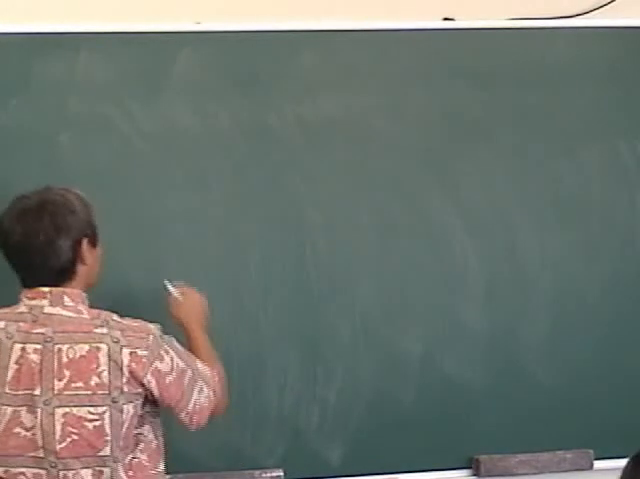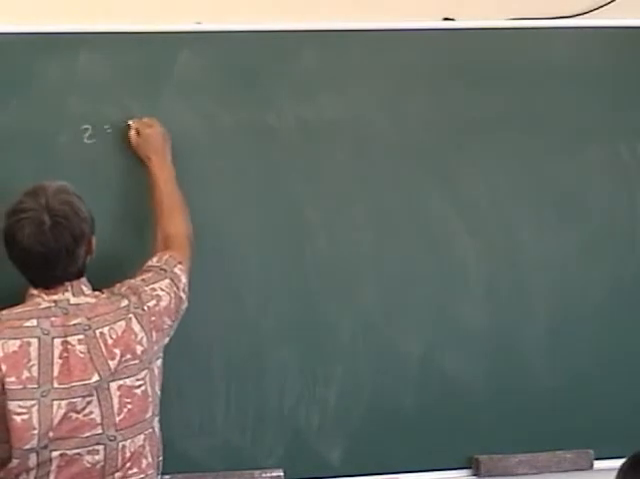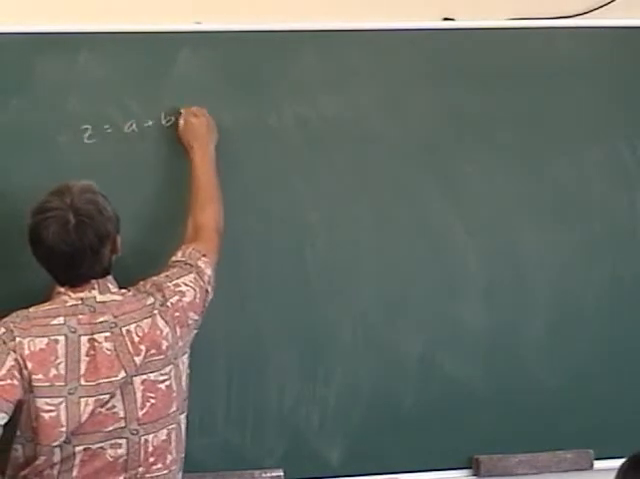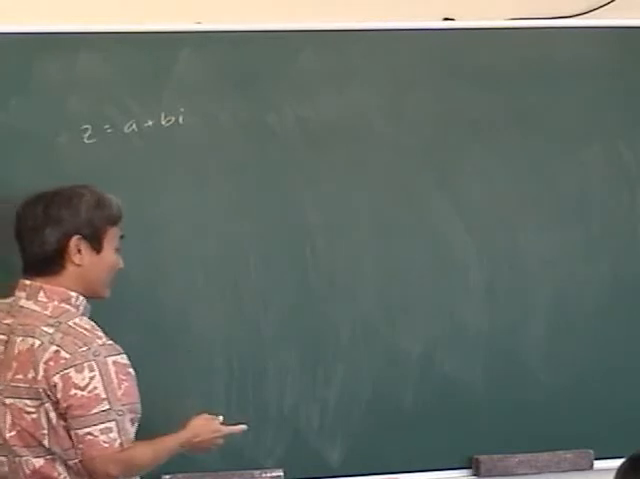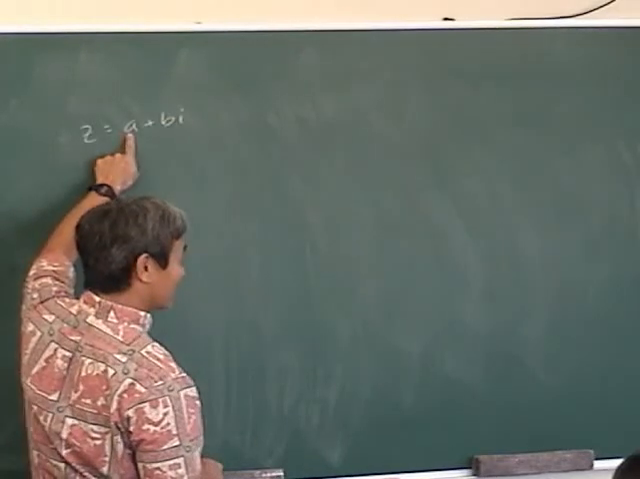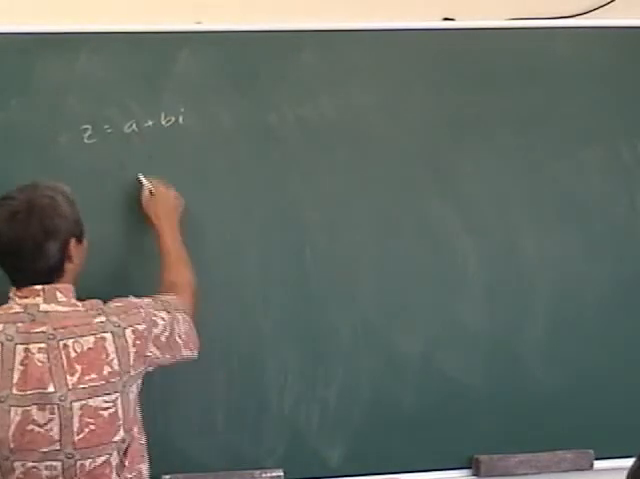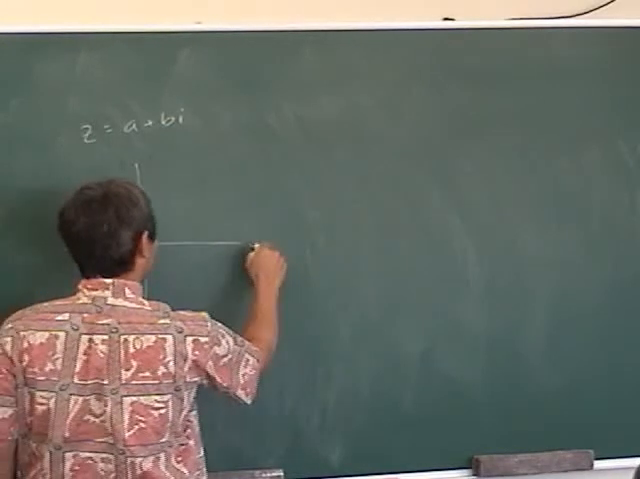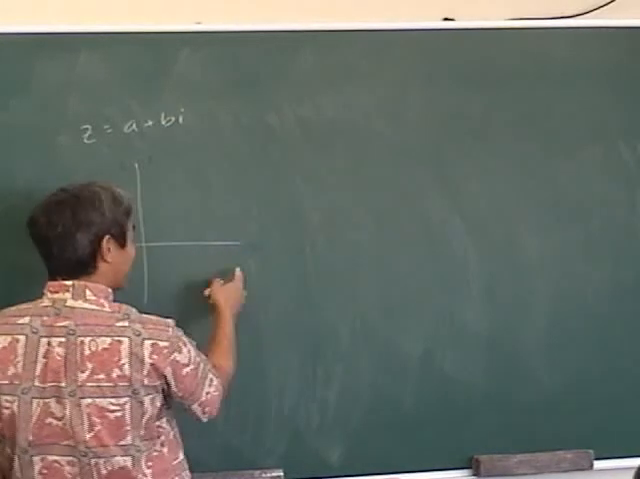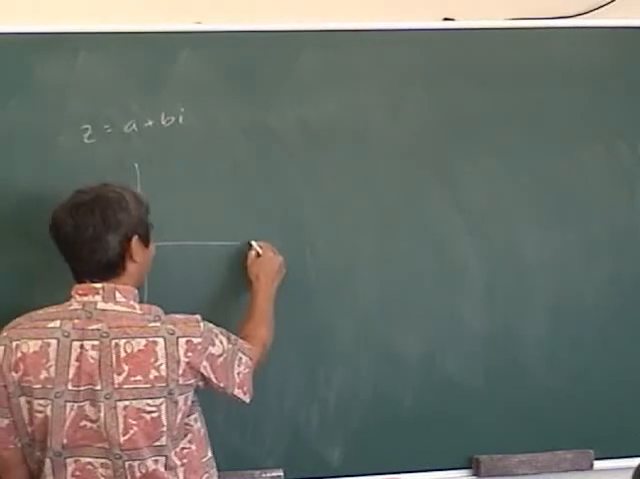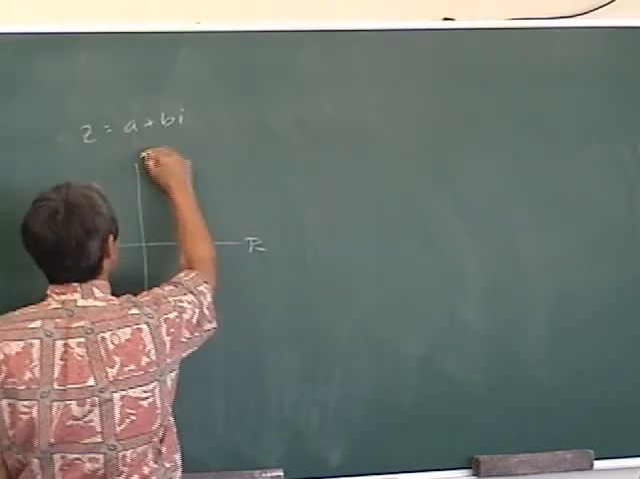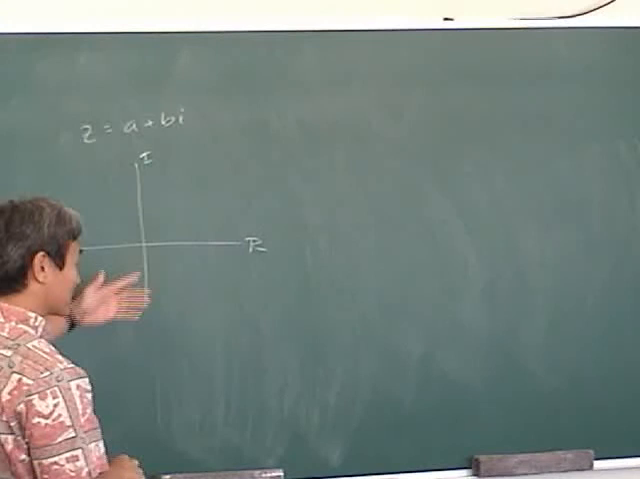Now, what is a complex number again? A complex number is a number of the form a plus bi. We call this standard form. See, this is the real part. This is the imaginary part. Now remember, we talked about this in the first quarter. Instead of having the x and the y axis, we have the real and the imaginary axis. This is called the complex plane.